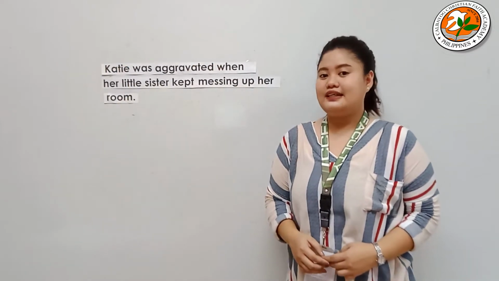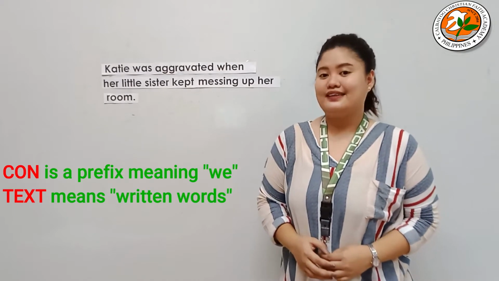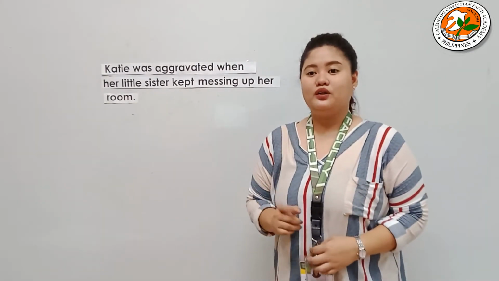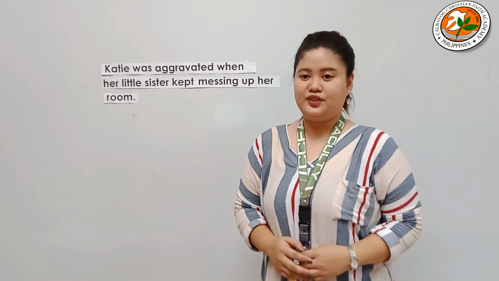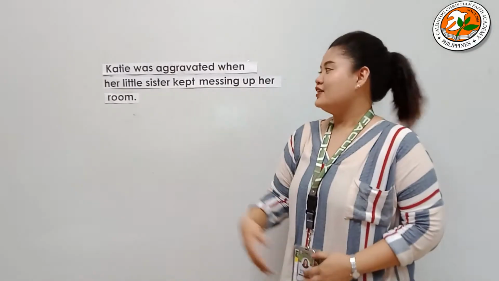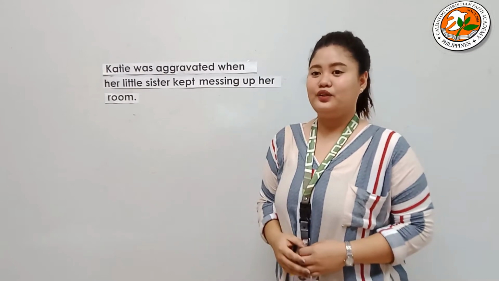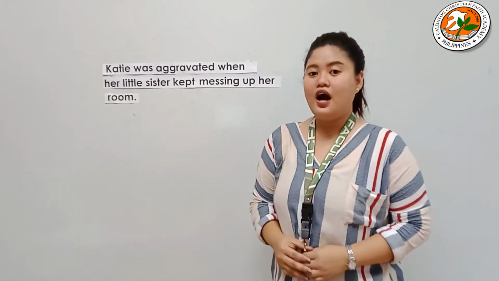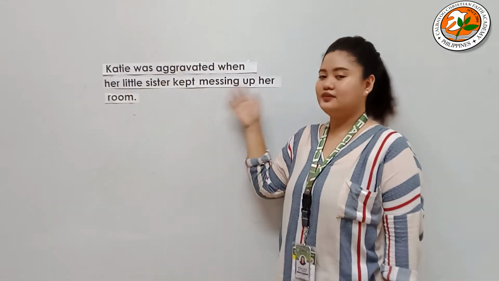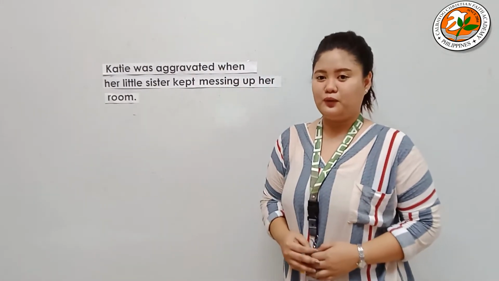Using context clues is similar. Con is a prefix meaning with. Text means written words. As a reader, you are looking for clues within the written words to help you understand unfamiliar words or phrases. So let's go back to the sentence that we have earlier. Now, how will you know where to find those clues? A word's context includes words and sentences around it. This is where you can find clues to the meanings of a word that you don't know.